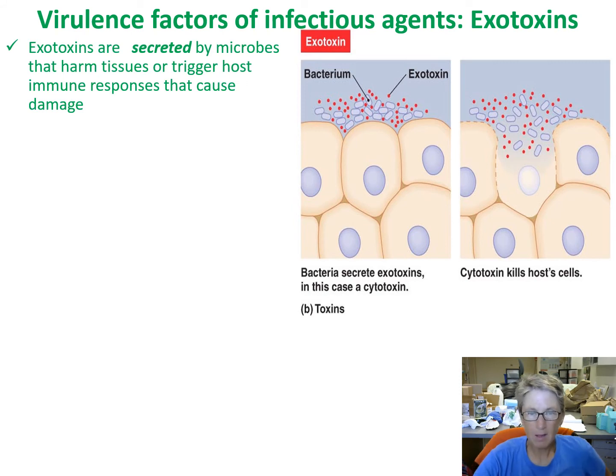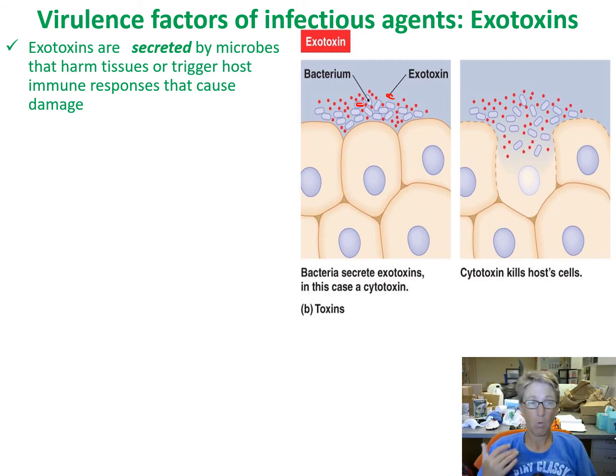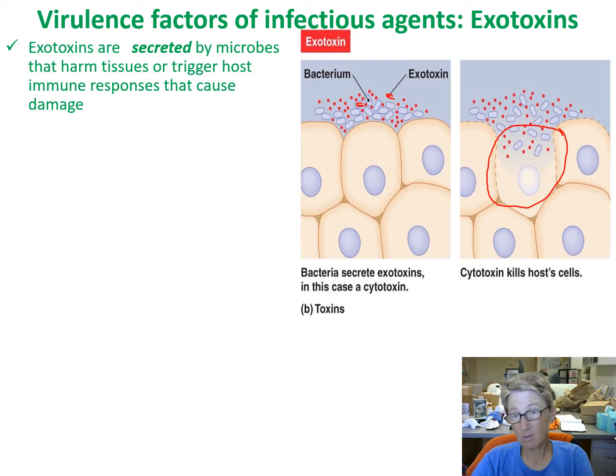Exotoxins. We're going to talk about exotoxins, and then we'll talk about endotoxins. So exotoxins are virulence factors, and they're secreted by microbes. In this cartoon, this purple bacterium is secreting this exotoxin, and the exotoxins can harm the host tissue, or the exotoxins can trigger the host immune system that will cause damage, so for example, inflammation. In this cartoon, the exotoxin is killing the host cells.